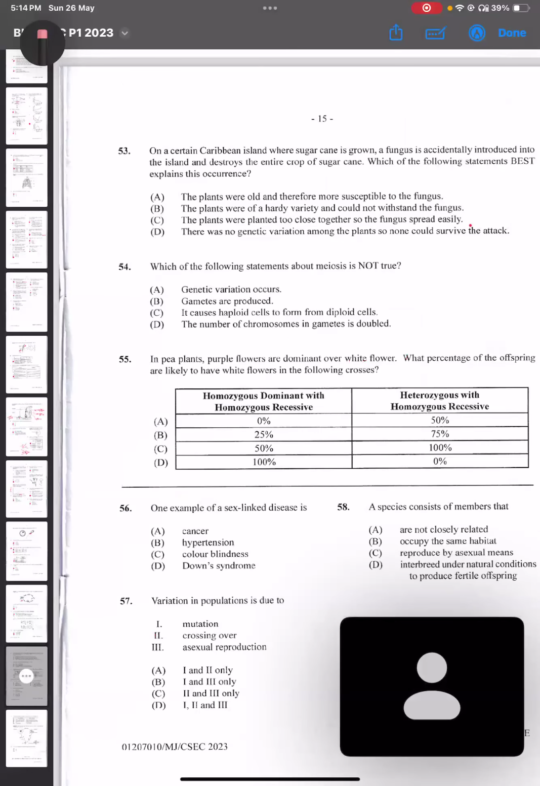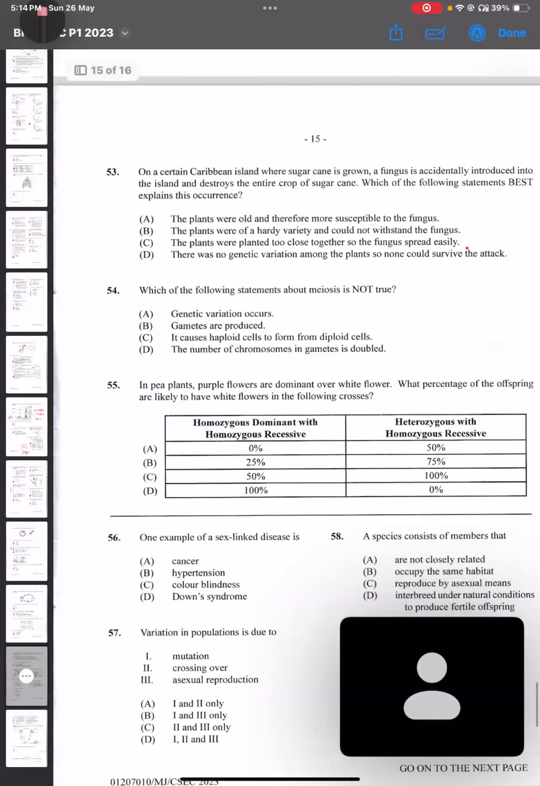And then for 53, what's her answer for 53? So the sugarcane is on the island. A fungus was accidentally introduced and the entire crop of sugarcane died. What best explains the occurrence? Why did all of the sugarcane die? So all of them caught the same disease. All of them died. So D. D is the most appropriate answer.